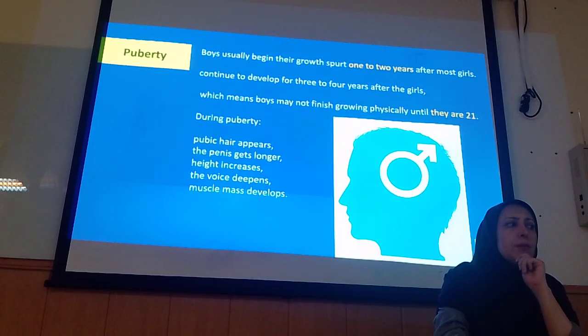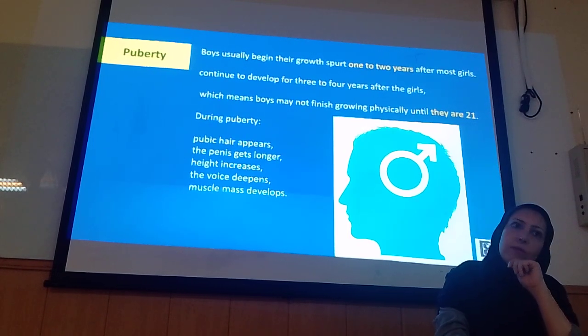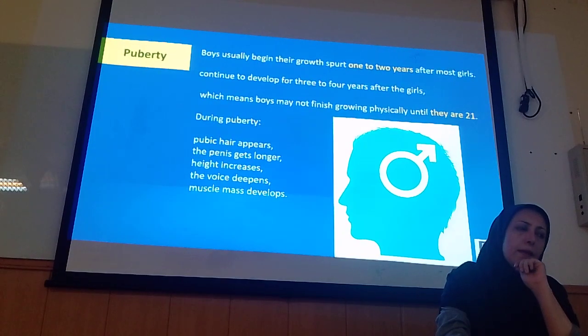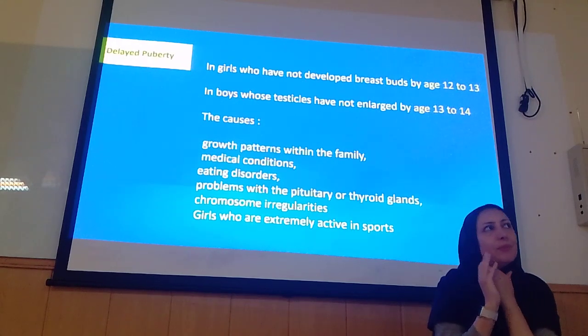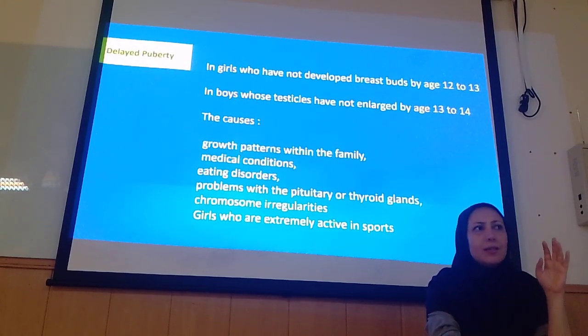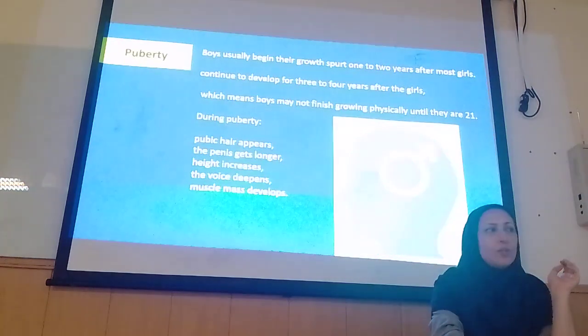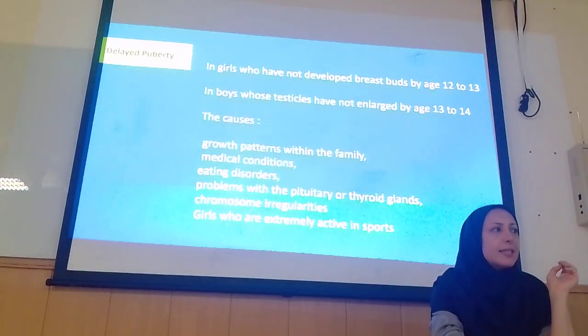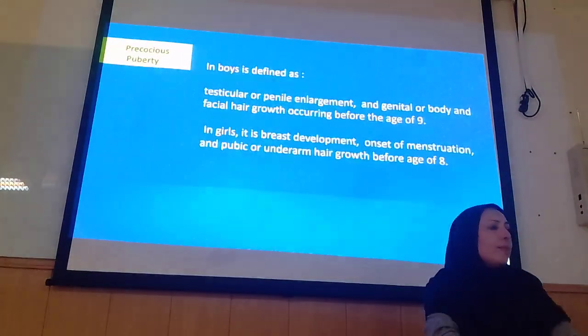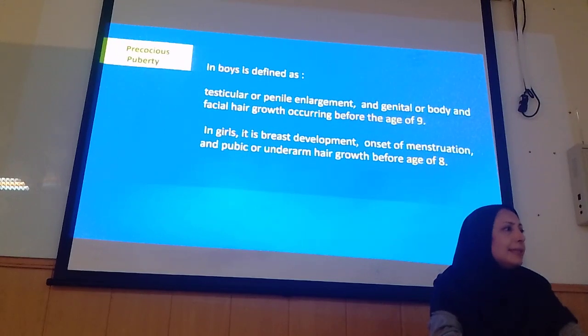During puberty in boys, pubic hair appears, the penis gets longer, height increases, the voice deepens, and muscle mass develops. Okay, that is exactly the time that, as I told you, boys usually begin their growth here. First we talk about this one and then go to that slide.